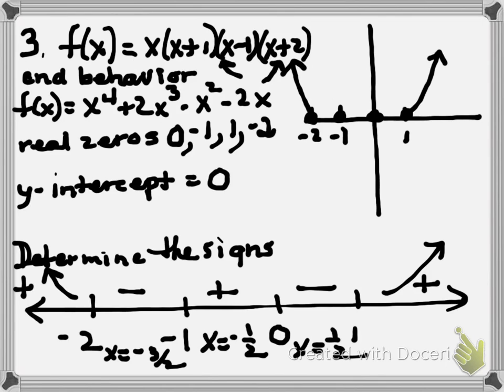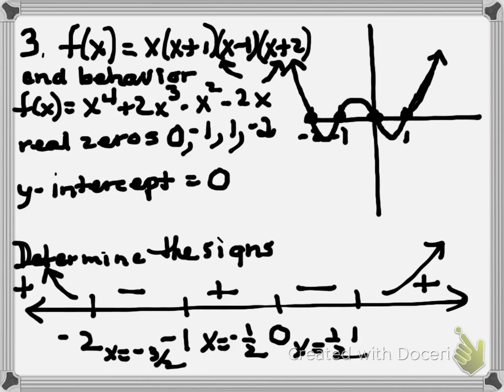And I'm just sketching this. I know that it's going to come below the x-axis between -2 and -1. It's going to go above the x-axis between -1 and 0. And it's going to go below the x-axis between 0 and 1. And again, this is just a sketch of the graph.